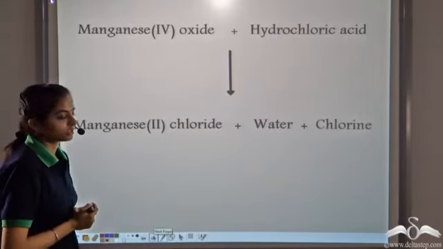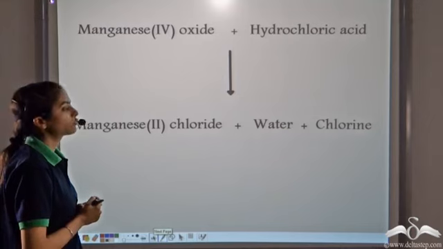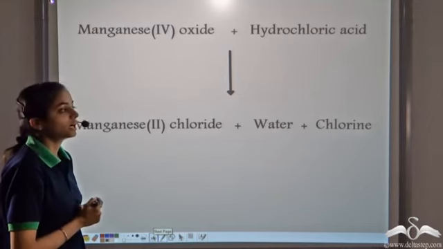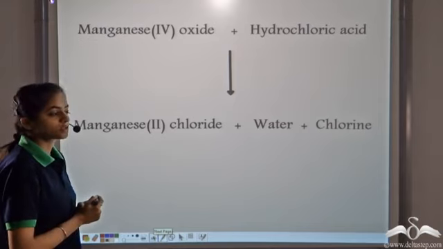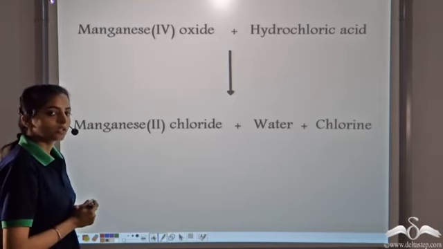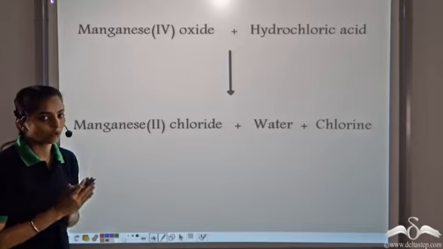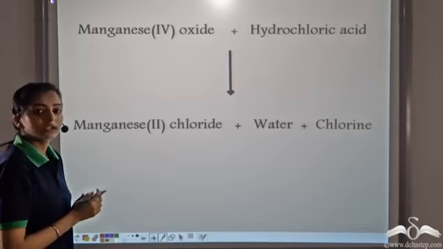Let's take another equation now. We have manganese 4 oxide reacts with hydrochloric acid to give manganese 2 chloride plus water plus chlorine. So first of all, we need to know the chemical formulae. So let's start with manganese 4 oxide.